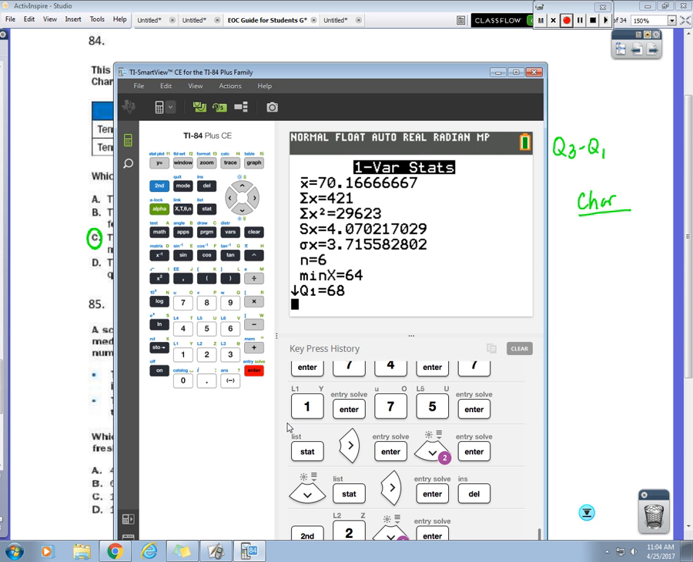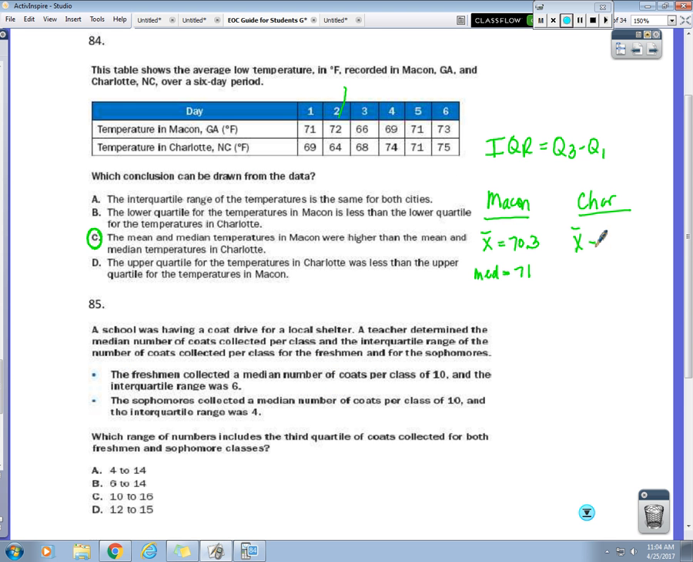And what is its mean? 70.2. And what's its median? 70. Okay, so its mean is 70.2, its median is 70, and statement C says the mean and median temperature in Macon were higher than the mean and median in Charlotte. Is that true? Yes, barely, but they're a little bit higher, so C is correct. And say that that didn't work out. At least now you've already got all the data in your calculator to figure out this other stuff and narrow it down.